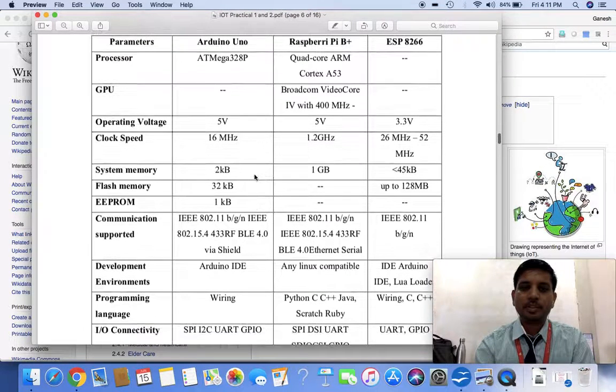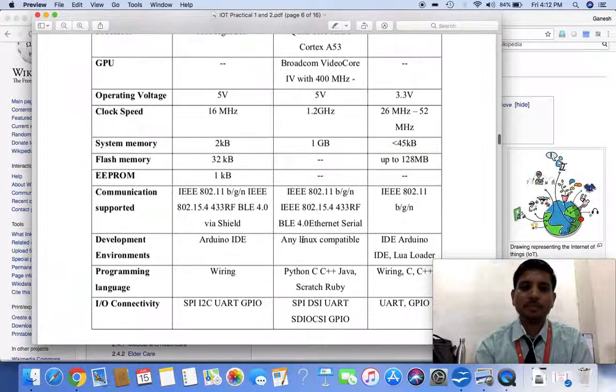The operating voltage: Arduino Uno works on 5 volt, Raspberry Pi also works on 5 volt, and ESP8266 works on 3.3 volt. Clock speed: the clock speed of Arduino is 16 megahertz, Raspberry Pi is 1.2 gigahertz, and the ESP8266 is 26 megahertz. So from this you can see that the fastest board is the Raspberry Pi at 1.2 gigahertz. System memory is only 2 KB, 1 GB and less than 45 KB. Flash memory is 32 kilobytes, and ESP8266 NodeMCU has up to 128 MB of memory.